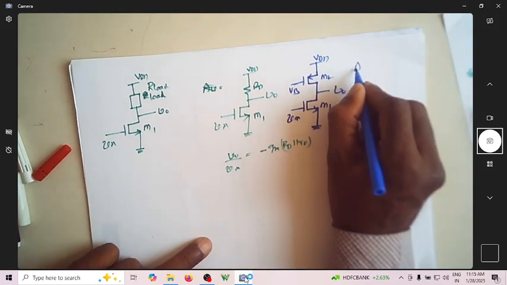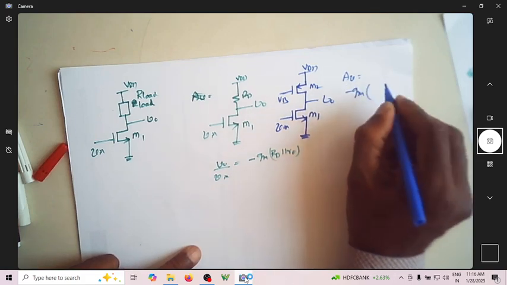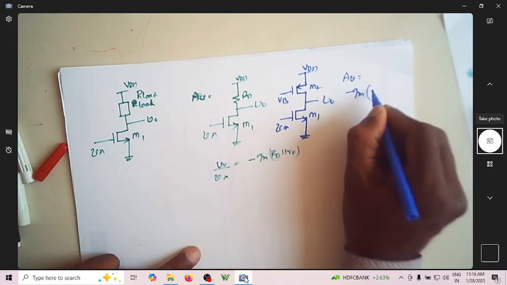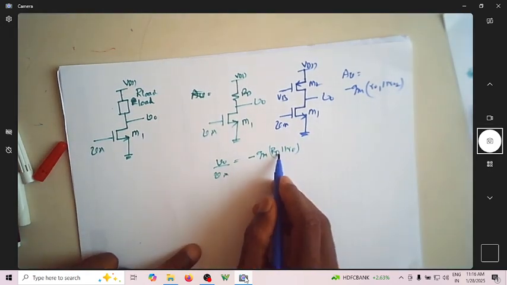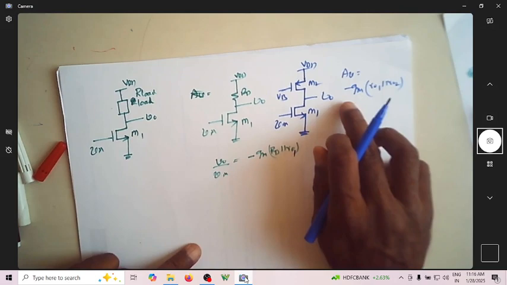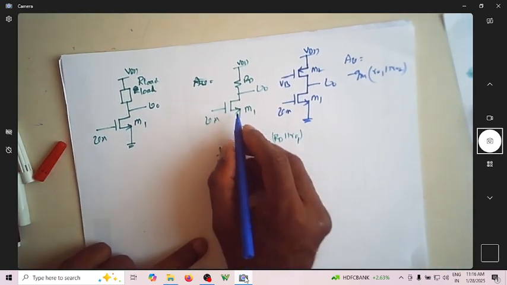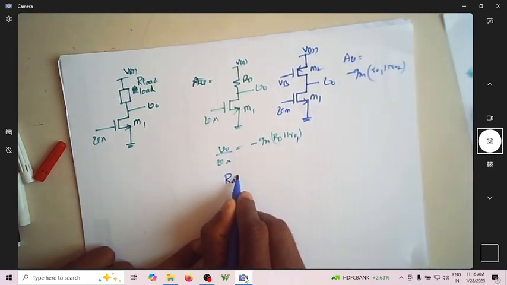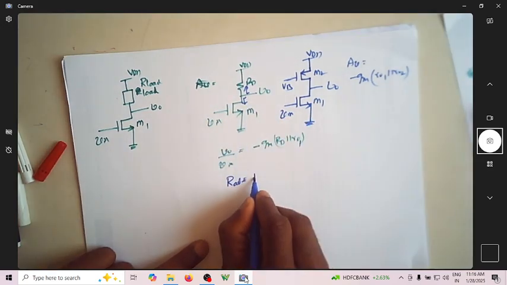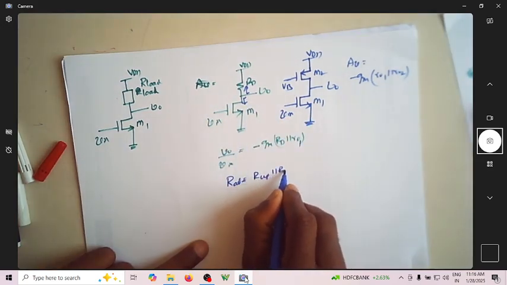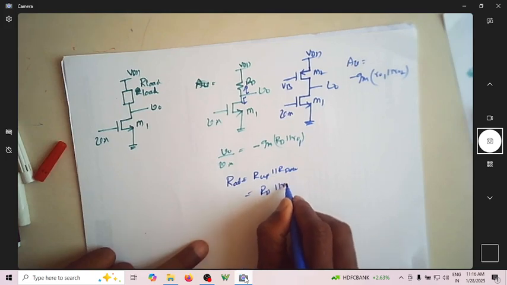The gain of this will be AV equal to minus GM into, what is this now? Looking down is R01, looking up is R02. So in place of RD, you have R02. The R01 is as it is. If you want to find R out of this, it is this resistance in parallel with this. So it is R up in parallel with R down.